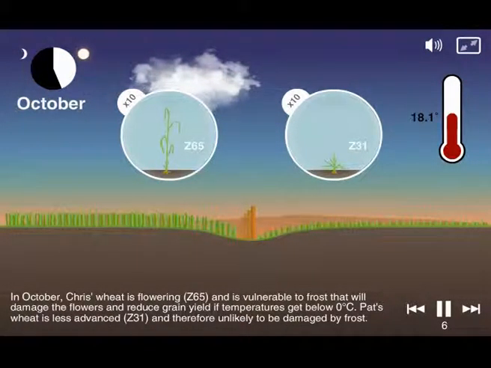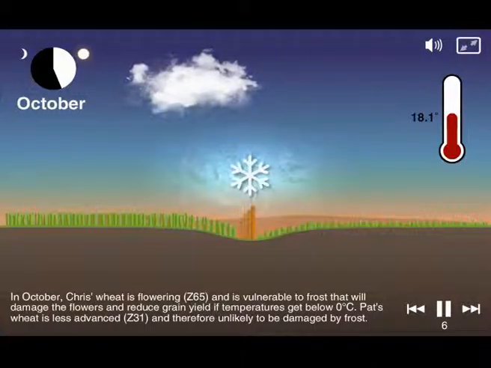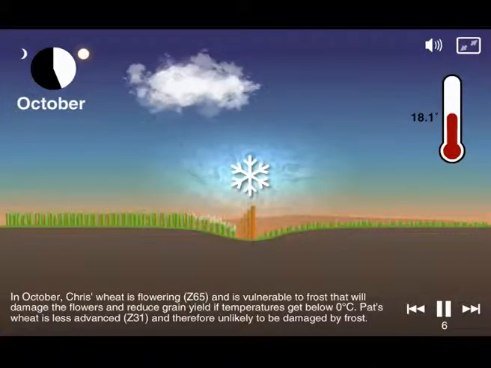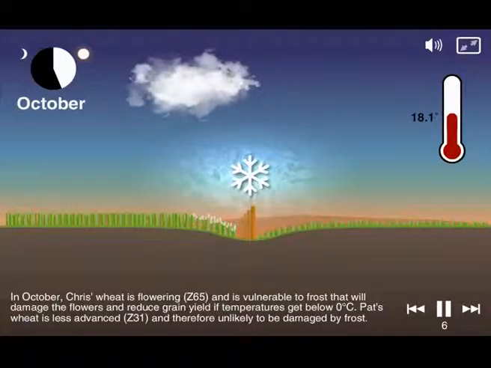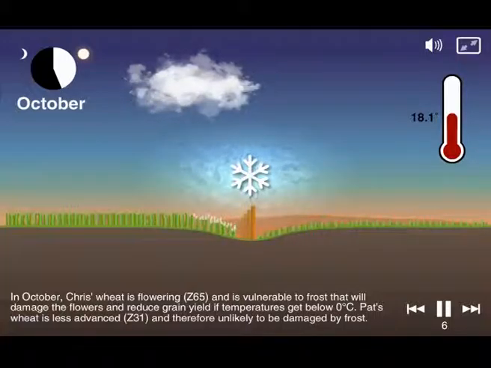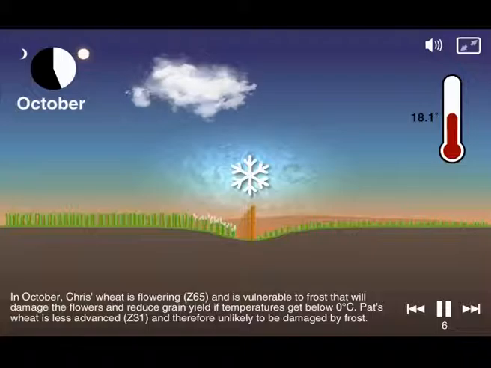In October, Chris's wheat is flowering with a Z65 and is vulnerable to frost that will damage the flowers and reduce grain yield if temperatures get below 0 degrees Celsius. Pat's wheat is less advanced with a Z31 and therefore unlikely to be damaged by frost.